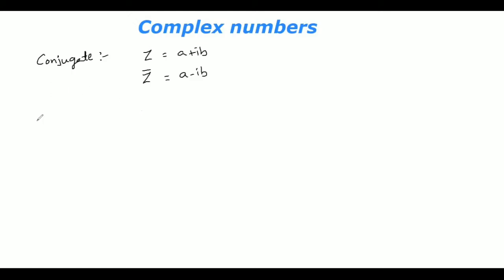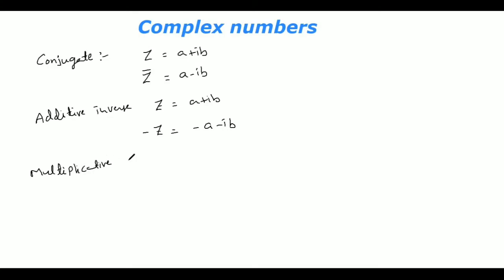And the additive inverse also we can take. z = a + ib, its additive inverse is -z = -a - ib. And similarly we can find the multiplicative inverse also. z = a + ib is a complex number.